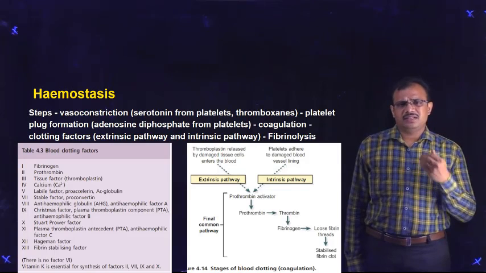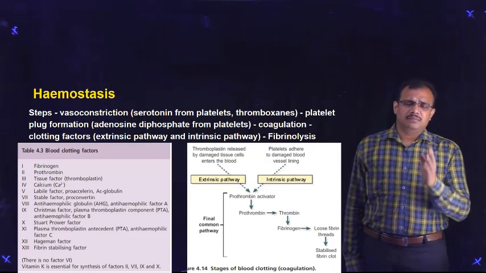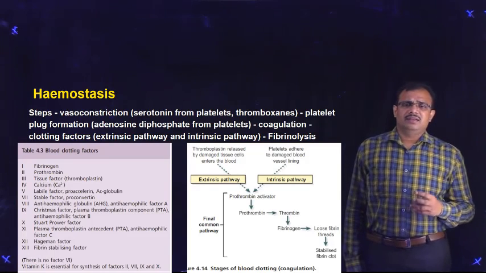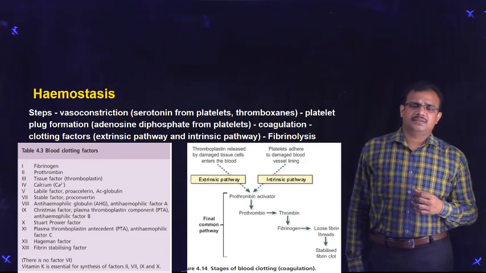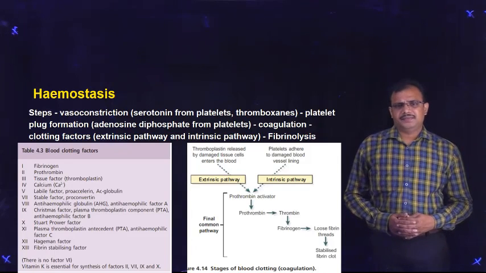And once again the damaged or ruptured or dead cells will be taken away by phagocytosis by any of these granulocytes. In this way, the clotting will regulate the homeostasis. So this is regarding the chapter blood. Thank you.